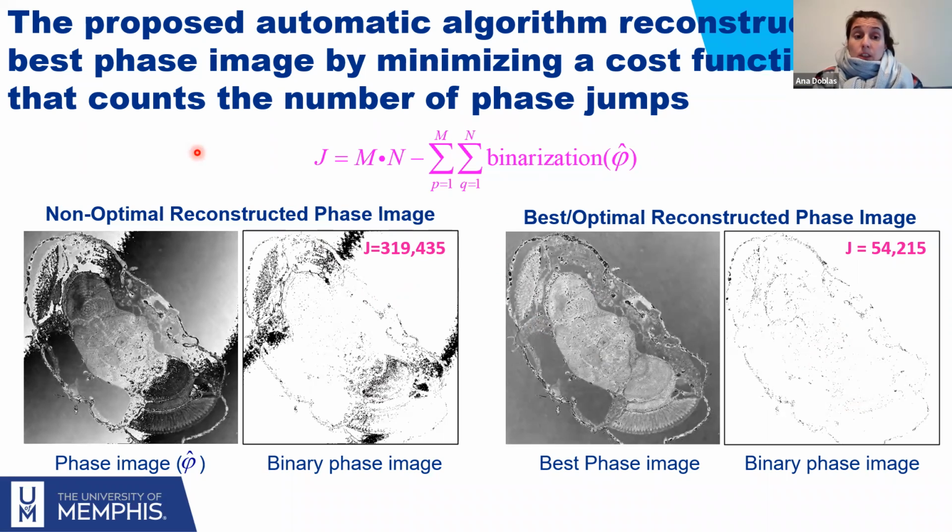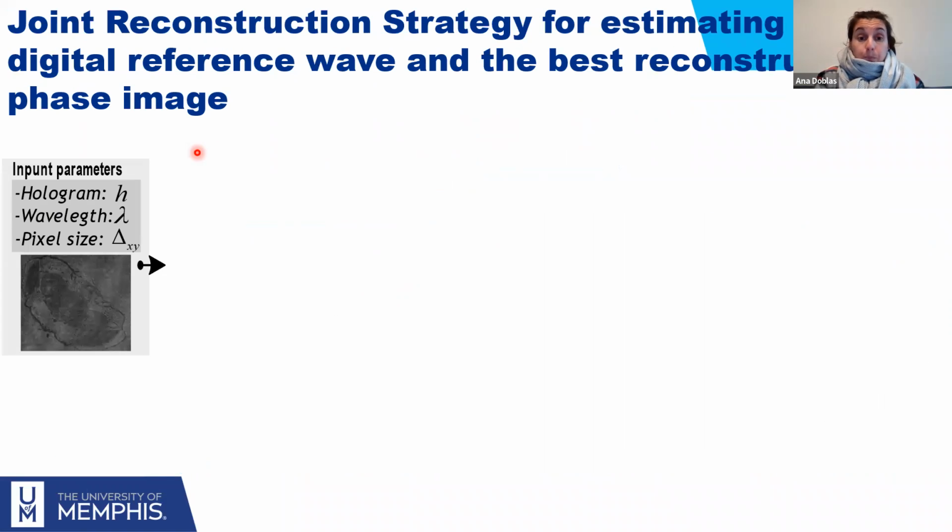So our approach is not going to use double for loops, it's going to minimize a cost function. And the cost function is roughly tracking how many pixels of the binary image are equal to 1. So what do we need to do? All right, the input of our approach is only the hologram, the wavelength of the light that you are using, and then the pixel size. These are the 3 input parameters that you need.